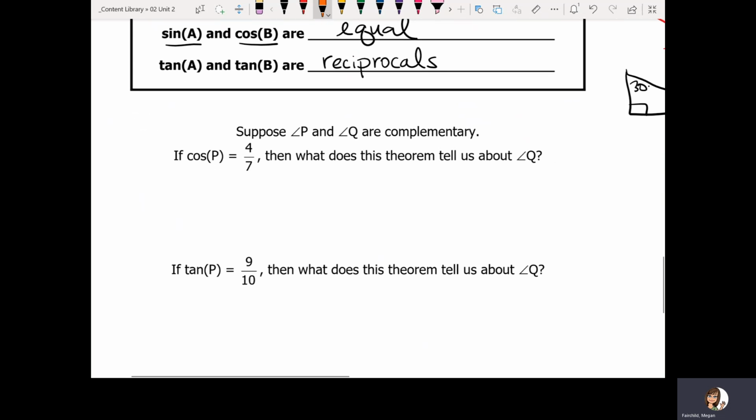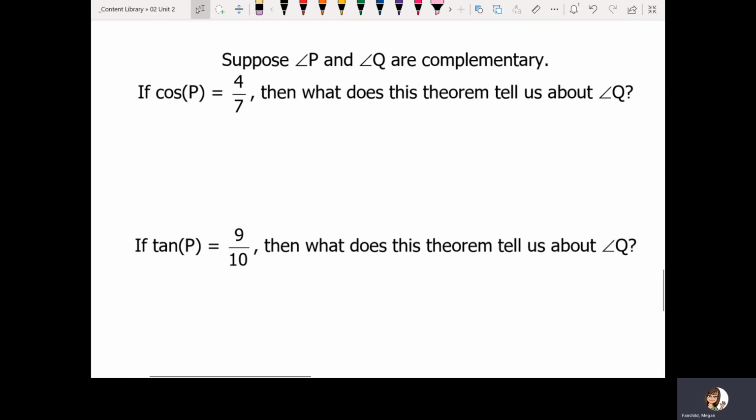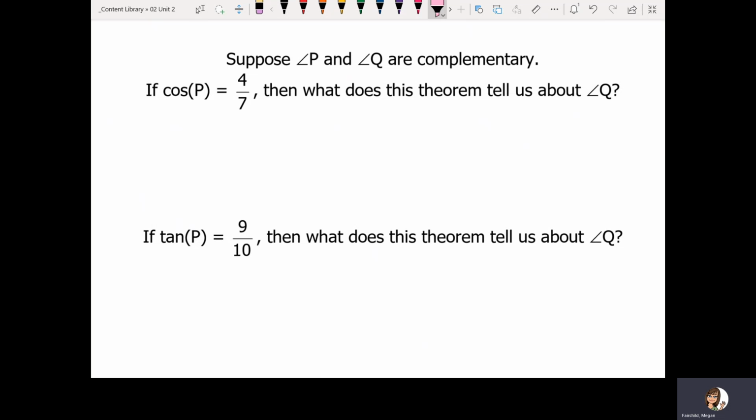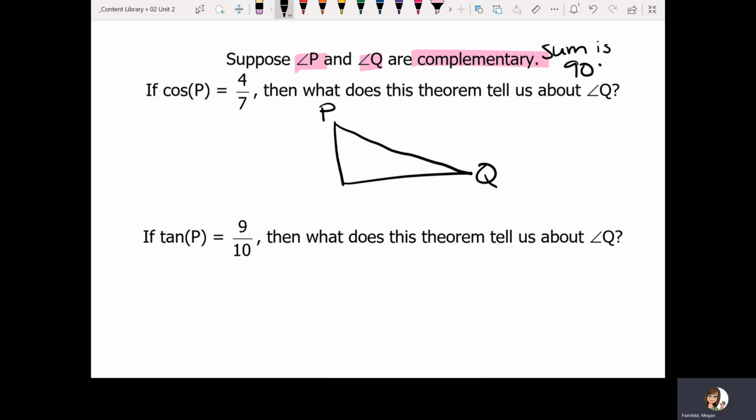So one more example. Let's think about this complementary angle business. Suppose that P and Q are complementary. That means they sum to what? 90. That means we're dealing with right triangles. So we have a right triangle situation. We have angle P and we have angle Q. Now, I don't know what they are. It could be 30 and 60. It could be 27 and 63. It could be 1 and 89. I don't know. But I know they're complementary. So they add up to 90.